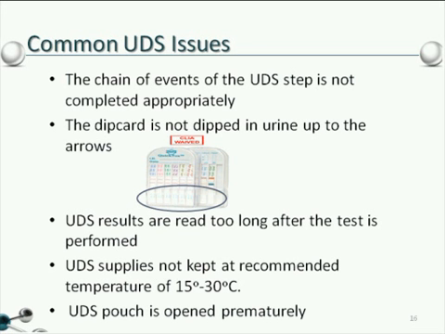Another common issue is the Dipcard is not dipped in the urine up to the blue arrows. This creates a wicking issue, so the urine cannot get up into the matrix, or the immunoassay matrix, of the Dipcard. The UDS results are read far too long after the test is performed. And also, supplies are not kept at recommended temperature, which is room temperature, 15 to 30 degrees Celsius.